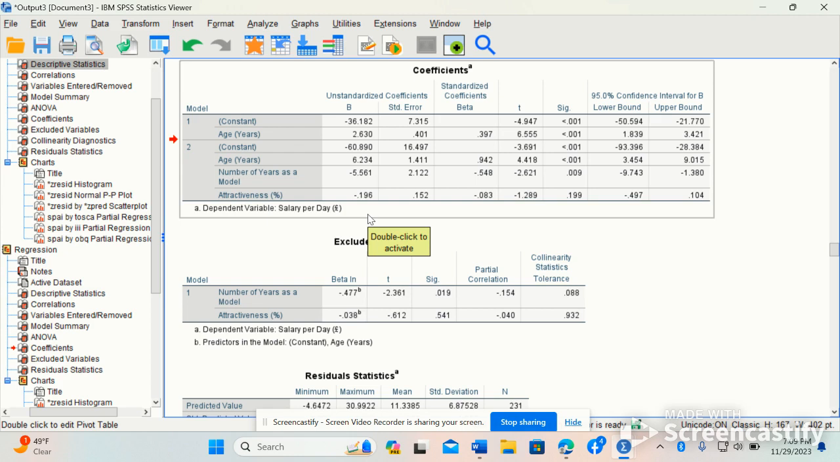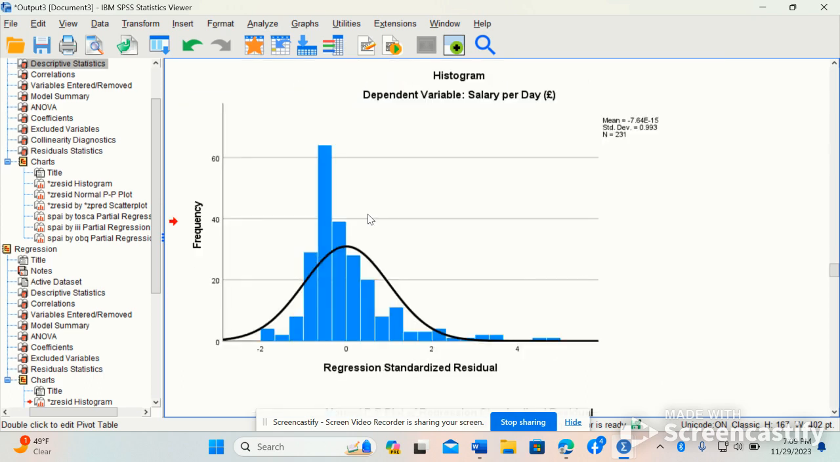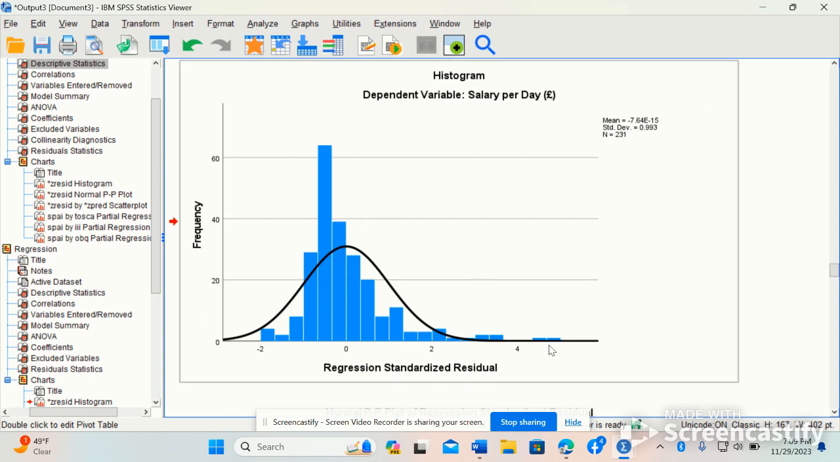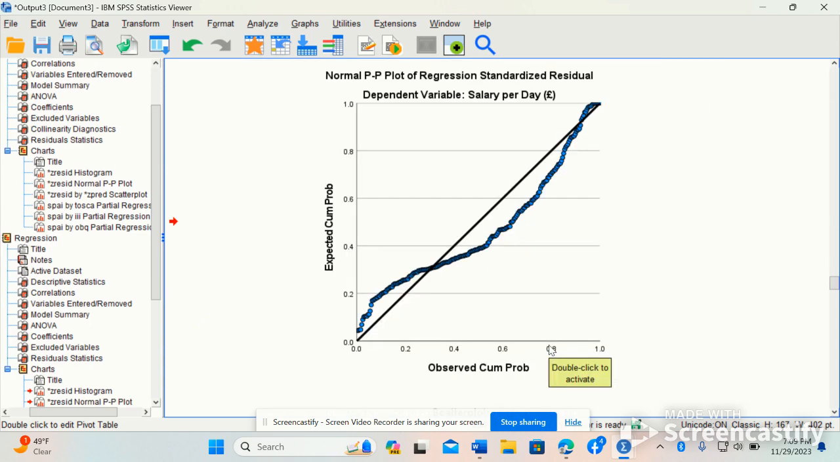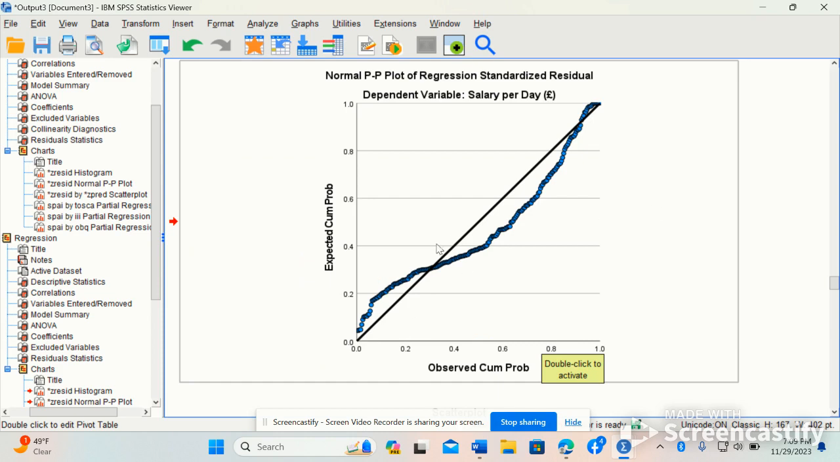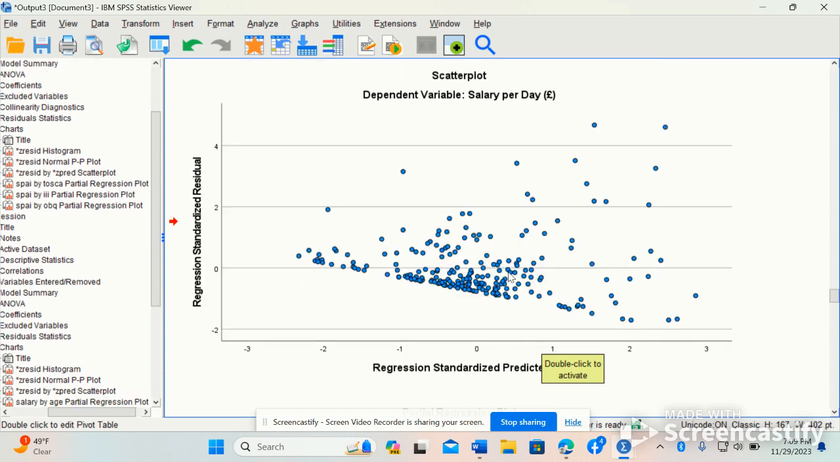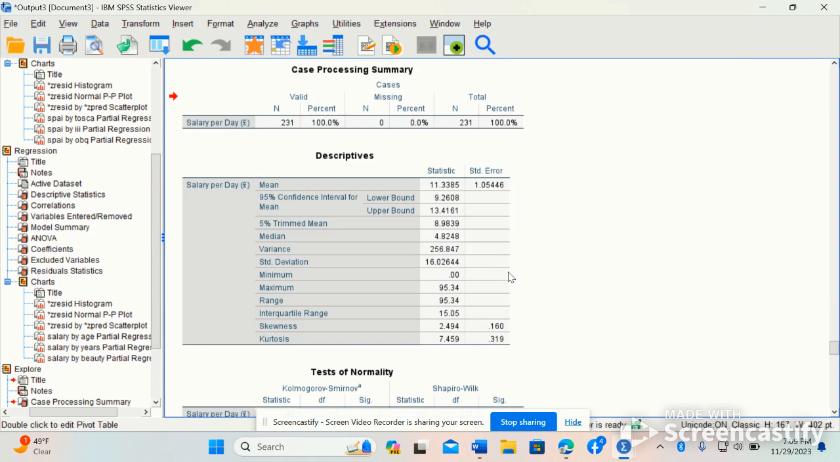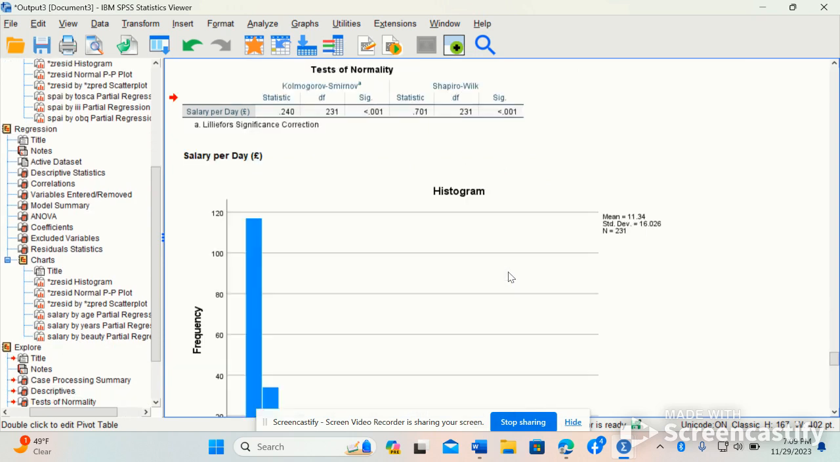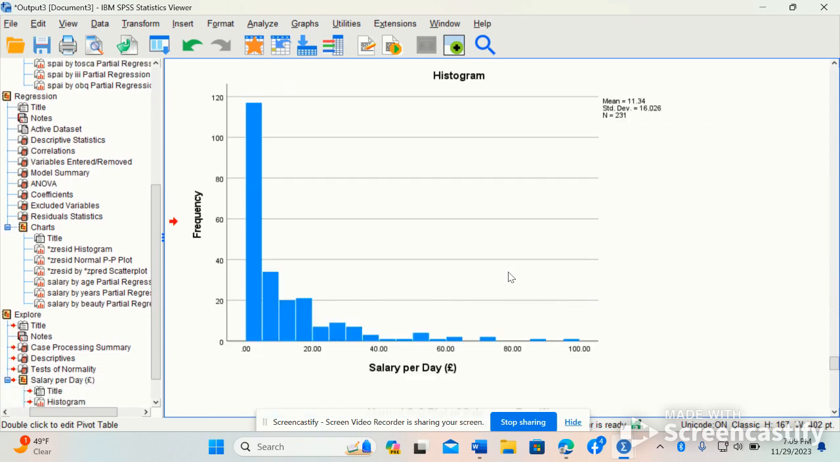The next one is: is there evidence of normality of errors, homoscedasticity, and no multicollinearity? So I got this, right? And this is skewed, and you can tell there are outliers. And this right here, it isn't straight. It's curvy. So then I ran this to see what it looked like, and, well, it looked weird.